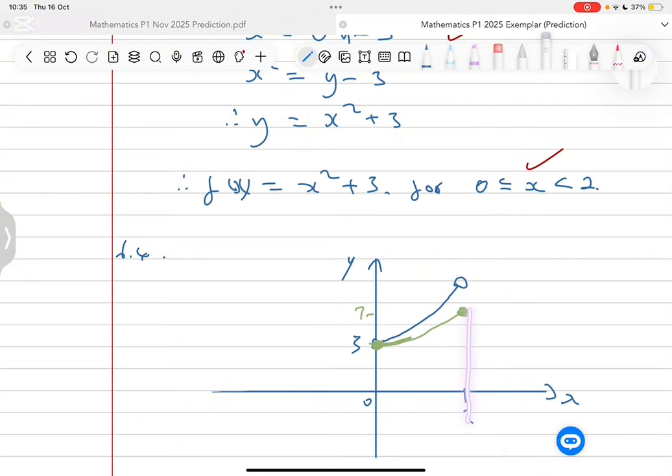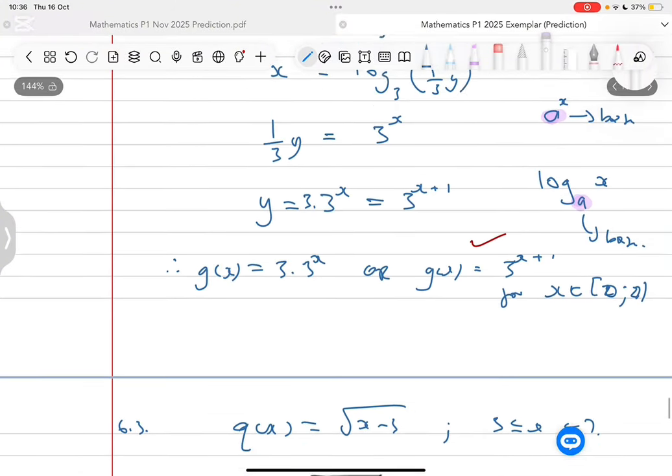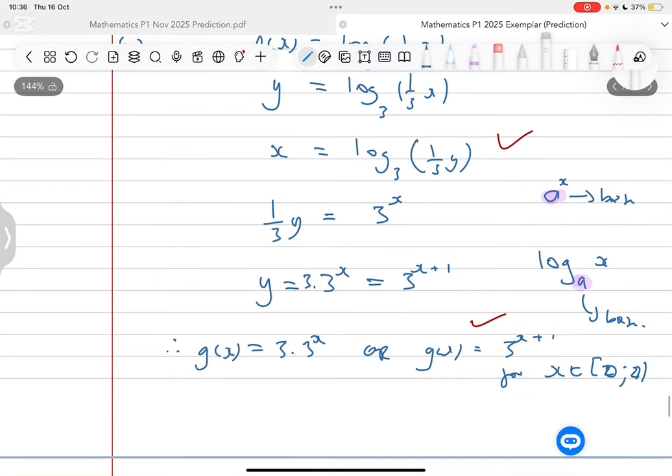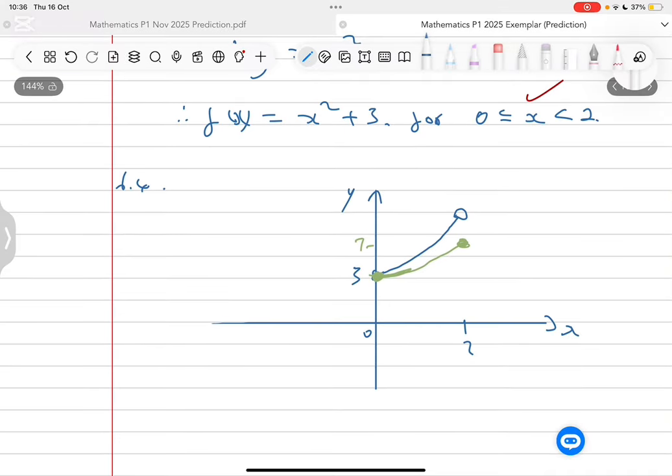Maybe we can check what this number is here, and we can quickly do that. If we put a 2 into our exponential function, I get a 9 there, and the 9 times 3, that should give me a 27. So on this point here we have to get a 27. So this is 27 here, and that's all you need to put on this graph.